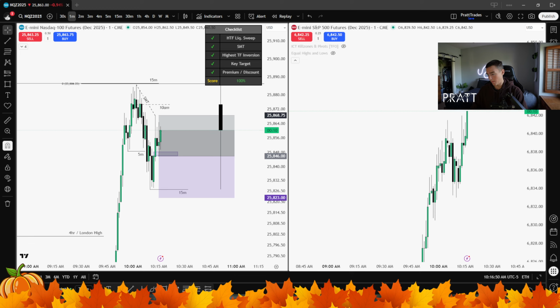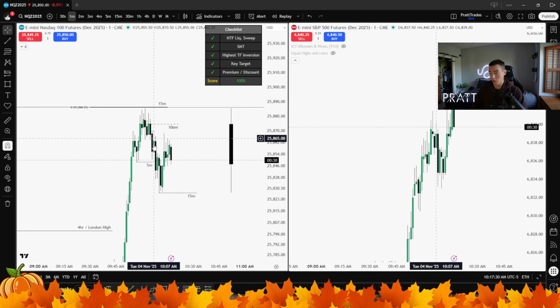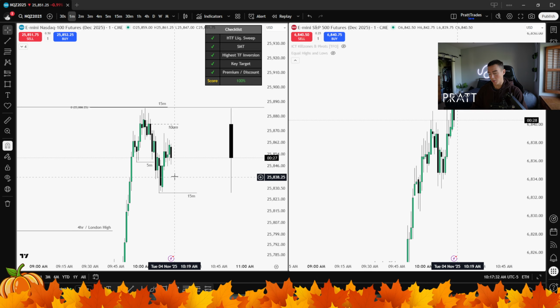Setup's mid as hell. Honestly, wouldn't be surprised if for the rest of the day we literally get nothing and we just chop around, just because of how big that expansion was from 9:30 to 10. And 10 might just literally accumulate for the rest of the session. So I wouldn't be surprised, but I don't want to force anything that's literally inside of just chop. And that's basically what we're starting to get now.